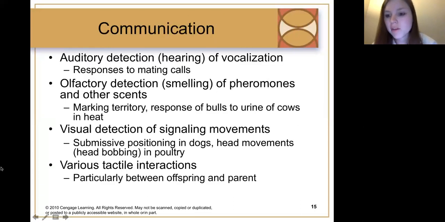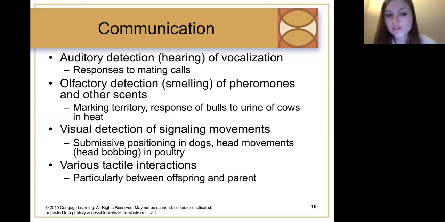How animals communicate is extremely important because they need to be able to communicate in their environment what's going on, and that plays into a lot of how their behavior is displayed. So this slide, we talked about the different forms of communication between animals. There's auditory detection, so hearing. They can hear other animals that are making noises or vocalizing. For example, that could be a response to a mating call.